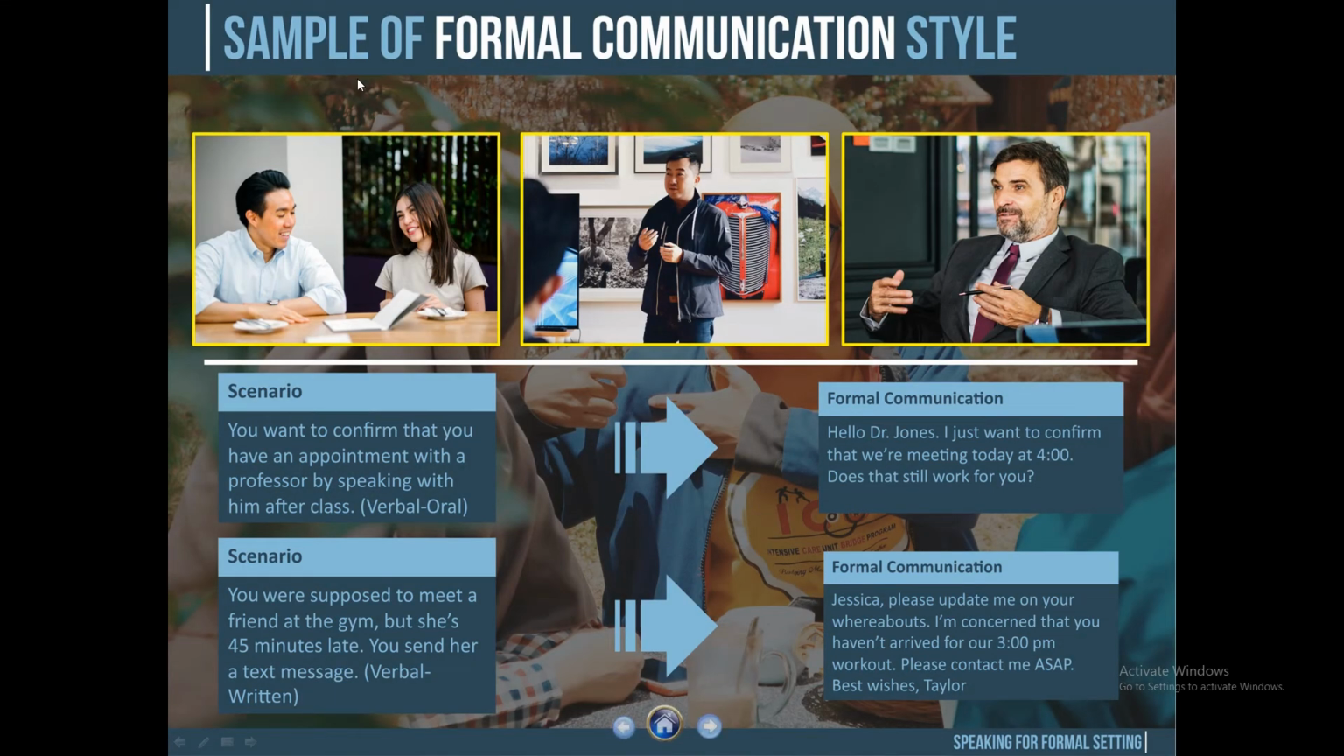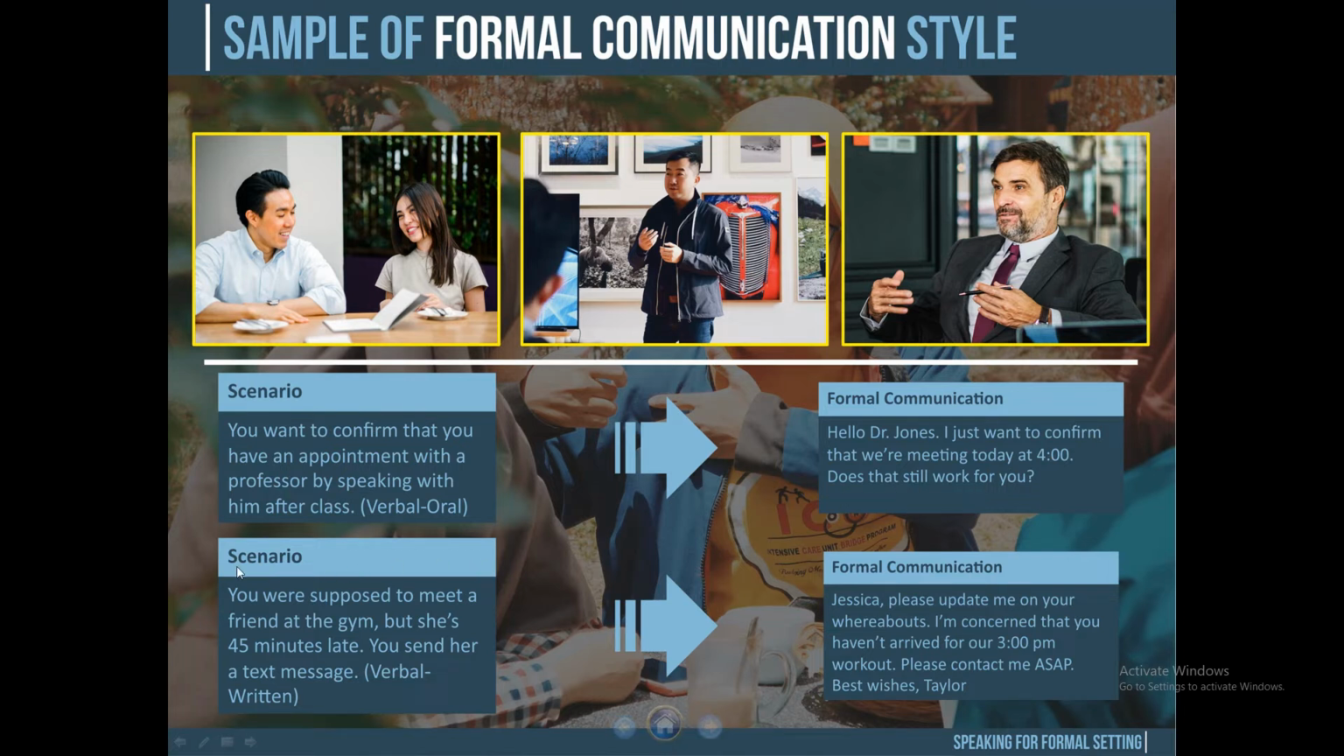The sample of formal communication style. In the first scenario, you want to confirm that you have an appointment with a professor by speaking with him after class. Verbal, oral. In the formal communication, like, hello Dr. Jonas, I just want to confirm that we are meeting today at 4 o'clock. Does that still work for you?